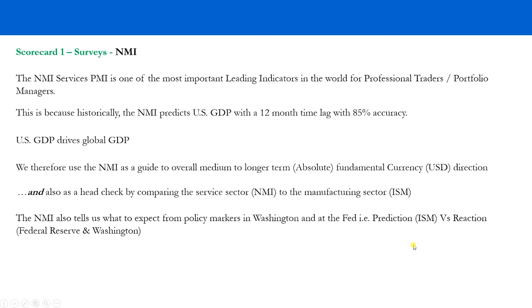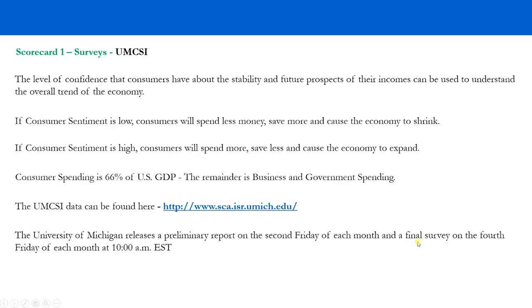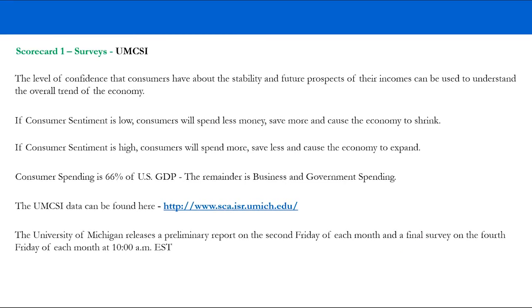Now let's move on to our next survey, which is the University of Michigan Consumer Sentiment Index. So the University of Michigan Consumer Sentiment Index is all about the consumer. Earlier, we were looking at the other entity in the private sector, which is businesses. If you recall, there's only two entities that make up the private sector. It's businesses and consumers. So we have to look at both. We have to look at business sentiment and we have to look at consumer sentiment and look at the signals that they're giving us about predicting what's going to happen in the future.